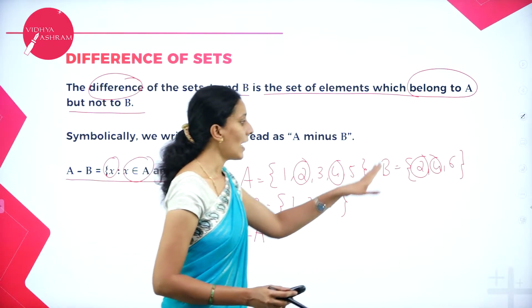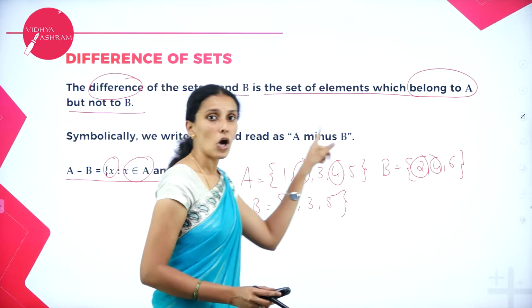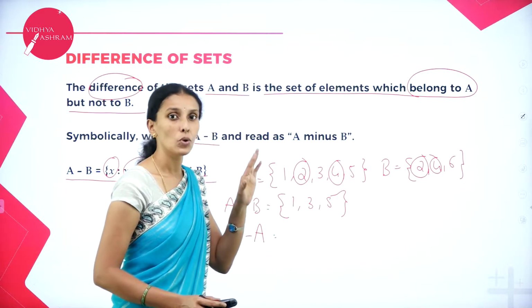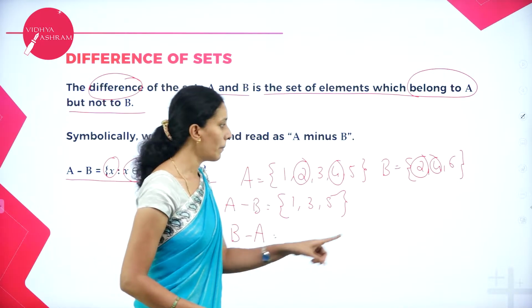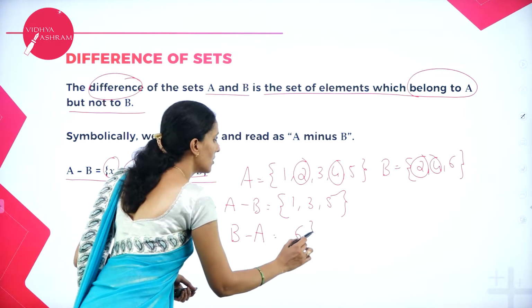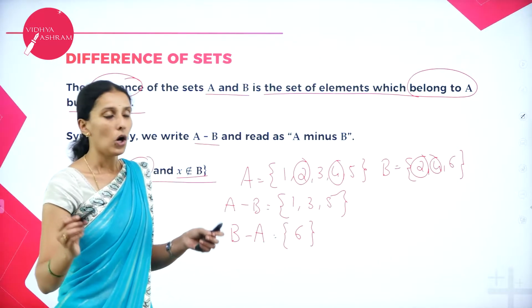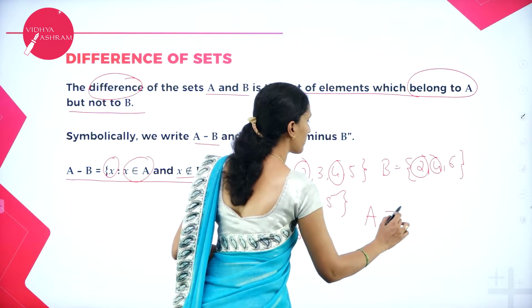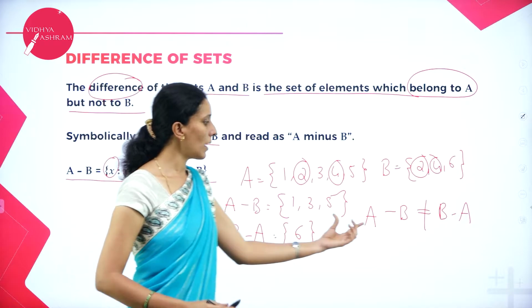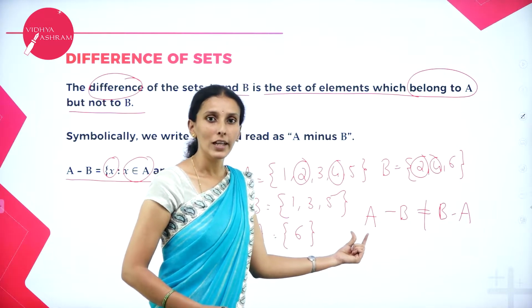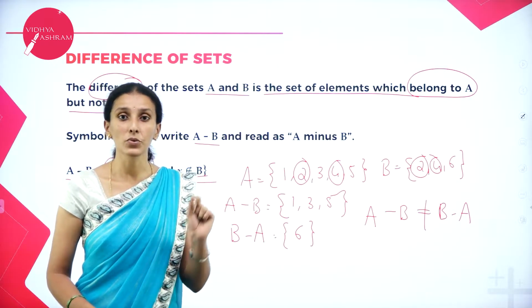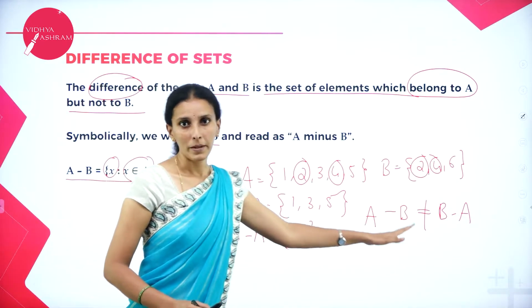B minus A means elements must be in B but not in A. We have 2, 4 which are in both B as well as A. So don't write 2 and 4. Write only the element which is in B. What is the element which is only in B? That is 6. So your answer is 6. Also note that A minus B cannot be equal to B minus A. Because when it comes to A minus B, you are writing only the elements present in A. And when it comes to B minus A, you are writing only the elements which are in B. So therefore, they cannot be equal.